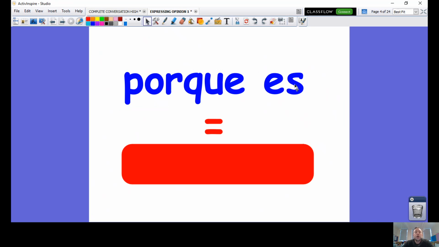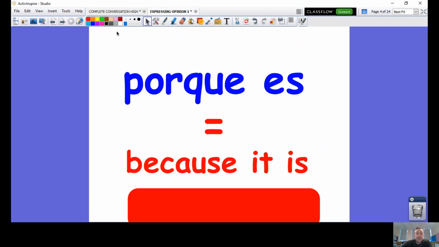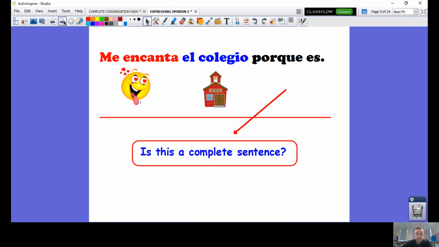¿Por qué es? ¿Por qué es? Remind me again, what does por qué es mean in English? Correcto. Because it is. This is our main connector. We have our opinions, our connectors, and our adjectives. Let's have a look at this sentence. Me encanta el colegio porque es. Is this a complete sentence? No, it's not. That's correct. What's missing? What could we put here to actually finish this sentence?